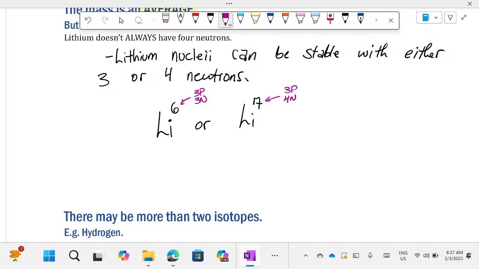Does that make sense? And you'll see it written that way, or you'll sometimes see it written this way. You'll even sometimes see it written this way. They all mean the same thing. Does that make sense? You'll see all of these as ways that we write that. And we call these isotopes. So different versions.